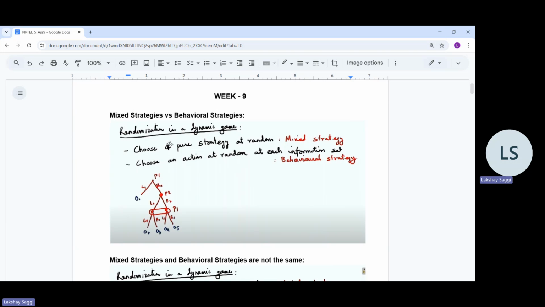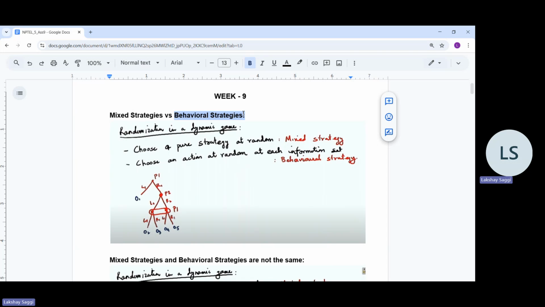So again, in a simultaneous game, it was easy to discuss randomization because every player was playing simultaneously. So we just said that every player has its own probability distribution over pure strategies and picks a strategy according to that distribution. But in discussing randomization in a dynamic game, there can be multiple definitions of randomization. One definition can be in terms of mixed strategies, another can be in terms of behavioral strategies.